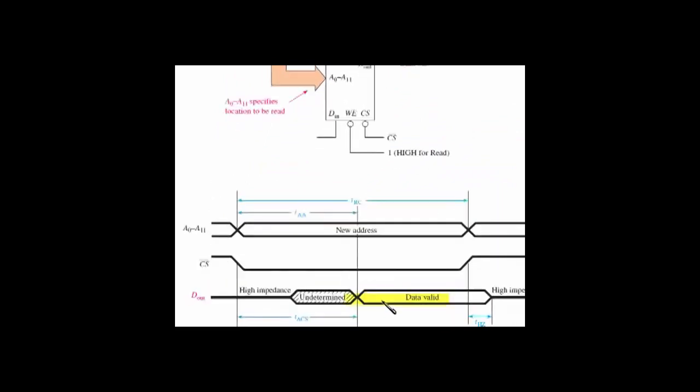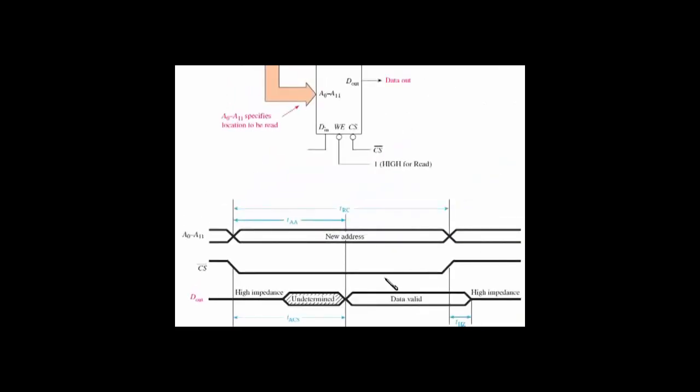Before that, the D at the output is either in the high impedance state, meaning floating, or it's undetermined. So stay away from it. You can't read it until after you take care of the TAA nanoseconds and the TACS, which is the access from the chip select. Here the chip select goes low. It takes whatever the time is, nanoseconds or microseconds, before the data is valid. So you have to look at the TAA and the TACS, and whichever one is longer, that's the length of time you have to wait before the data output is valid.